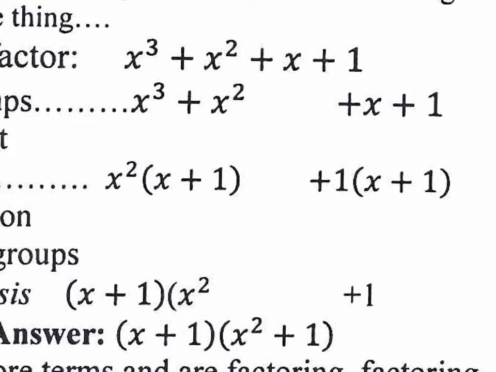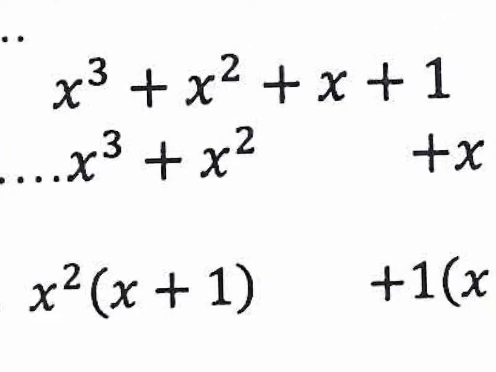Check it out. So here's our factor problem. There's 4 terms. X to the third plus x squared plus x plus 1. And normally you would look at this thing and say, well, let me try to pull out an x. But you can't pull out an x because there's no x on the last one, right? So as of right now, we're stuck until we learn factoring by grouping.